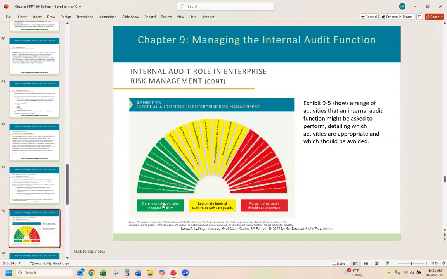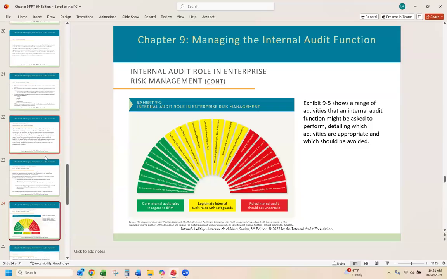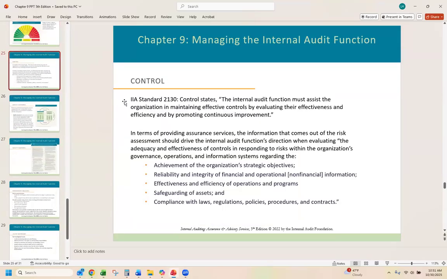Here's a pretty chart of what you can, could, and shouldn't do. It's illegible unless I blow it up. Controls, we've talked a lot about controls at this point in time. Basically you're evaluating them.